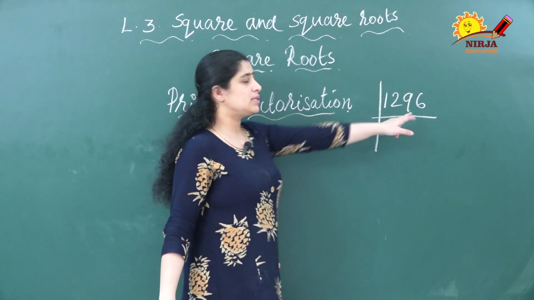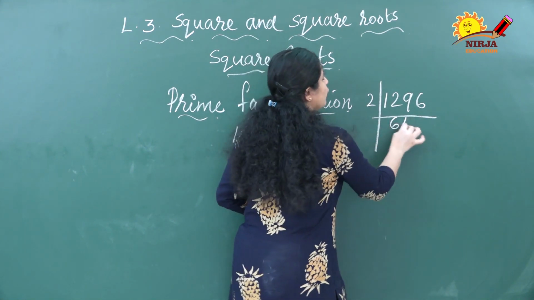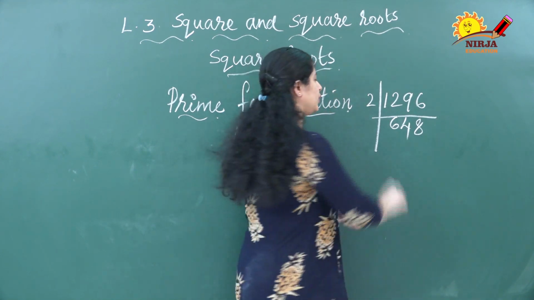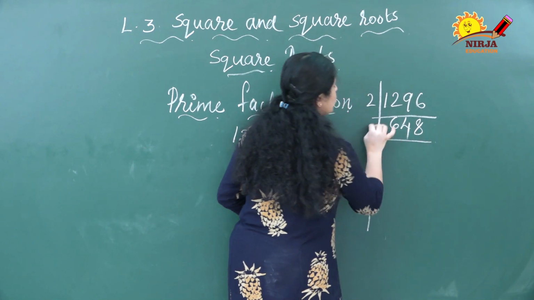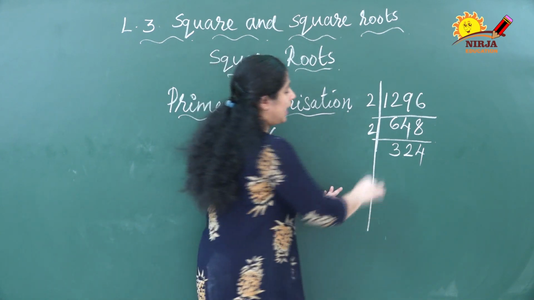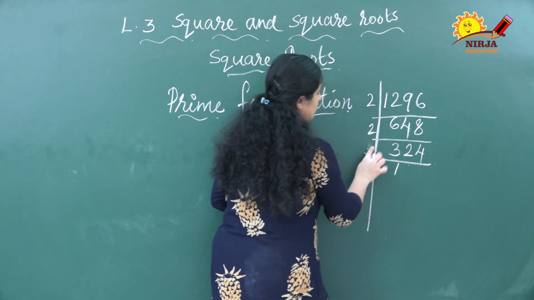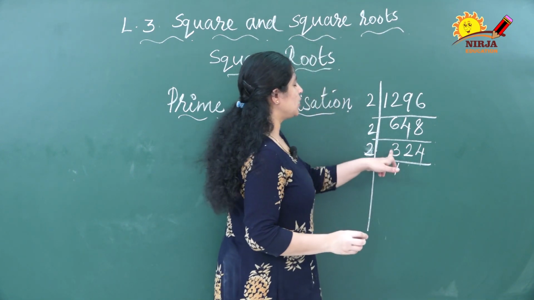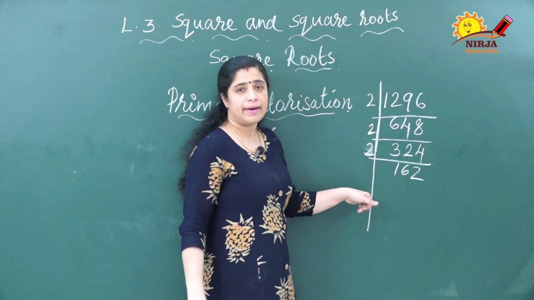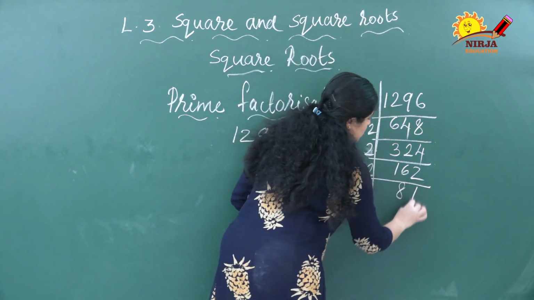1296. You know that this is an even number, so you can divide it by 2. So 6 2s are 12, 4 2s are 8, 8 2s are 16. You will get 648. Again it is an even number, so by 2, 3 2s are 6, 2 2s are 4 and 4 2s are 8. Again by 2, 1 2s are 2, 6 2s are 12 and 2 2s are 4. You will get 162. Again by 2, 8 2s are 16 and 1 2s are 2.